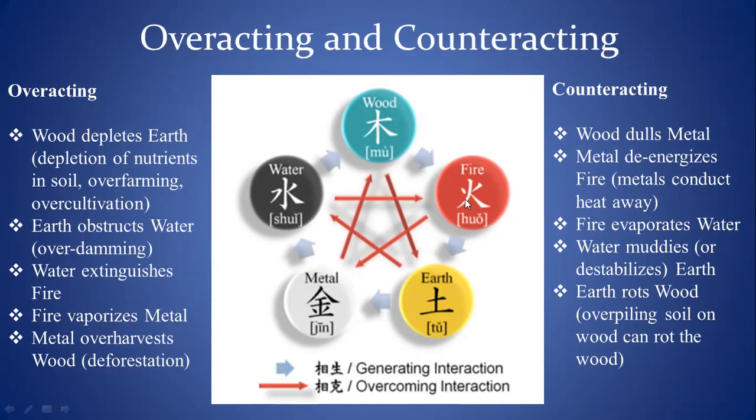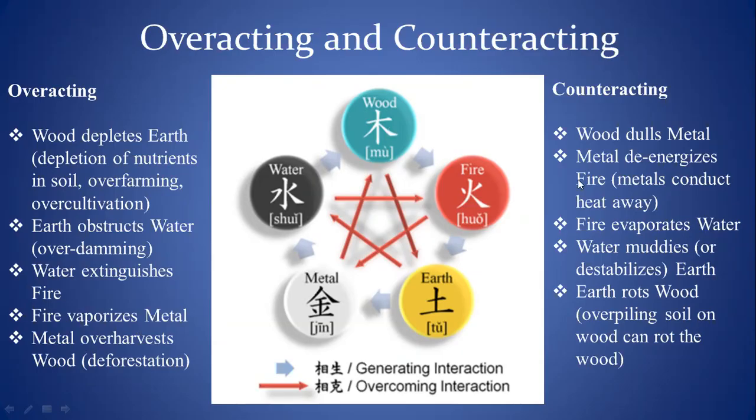Water just completely extinguishes fire. That's kind of a simple one. Fire, instead of refining metal, actually just vaporizes the metal. And then metal over-harvests wood in the form of deforestation. Again, a slightly abstract concept because we're talking about metal as a tool. But metal deforests or over-harvests the wood.